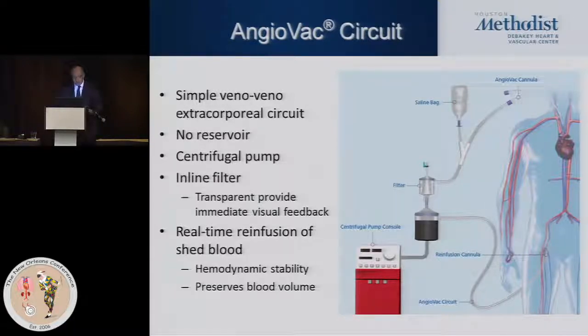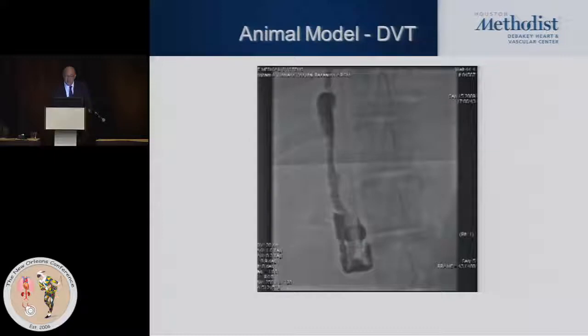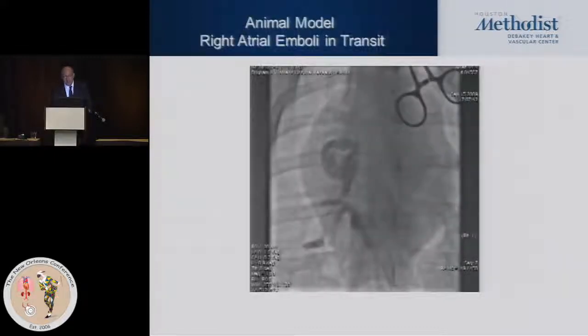There's a centrifugal pump with an inline filter, and it's transparent, so you get immediate visual feedback, and you have real-time reinfusion of shed blood. And of course, what that means is you maintain hemodynamic stability and you preserve the patient's blood volume. They tested it out in an animal model, and even in an animal model with a right atrial embolus in transit.